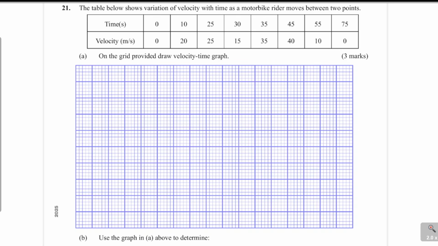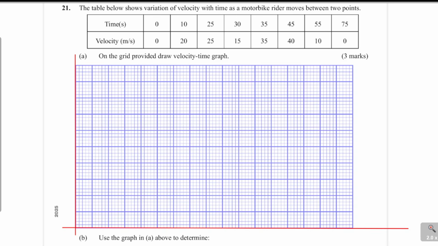The scale to use here, looking at the smallest in both cases. For the x-axis, we shall have time 0 to 75, so you can use 1 centimeter to represent 5. Then for the y-axis, we can use 5 as well. So let me draw the axes. So those are the axes.